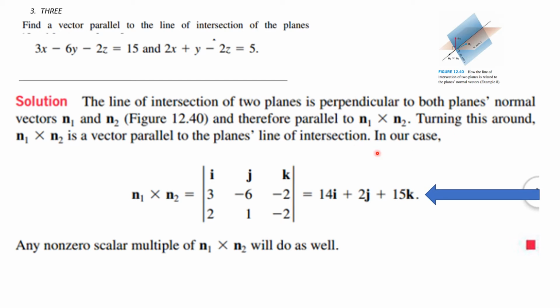Okay, so that means that n1 cross with n2 gives us the direction, a vector parallel to the planes' line of intersection. So we just compute n1 cross with n2. I get those directly from reading the equations of the planes, and I get this. This certainly is a correct answer, but any non-zero scalar multiple of that will do as well because that's the same direction.